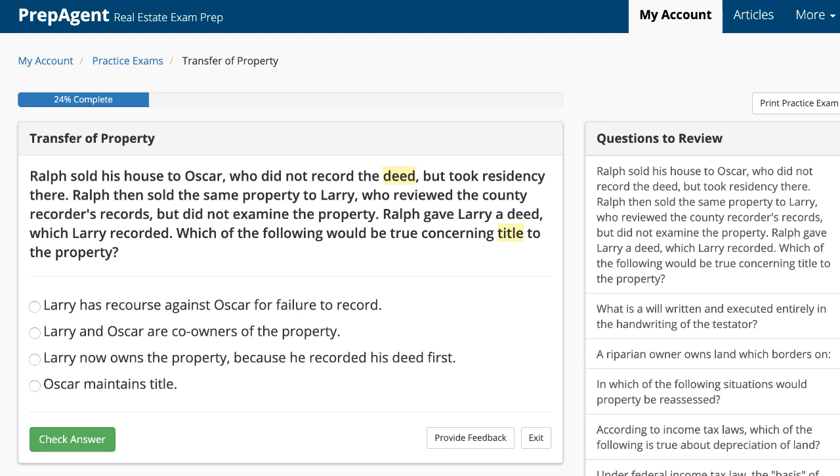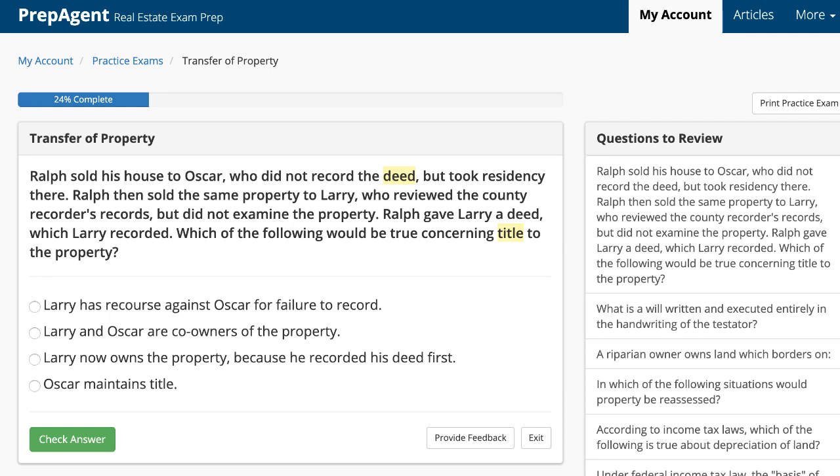Okay. Ralph sold his house to Oscar, who did not record the deed but took residency there. Ralph then sold the same property to Larry, who reviewed the county recorder records but did not examine the property. Ralph gave Larry a deed which Larry recorded. Which of the following would be true concerning title to the property?